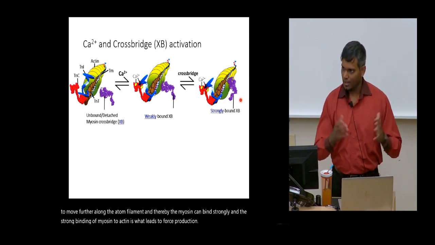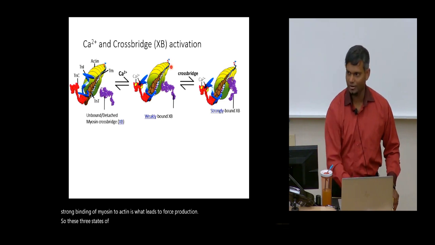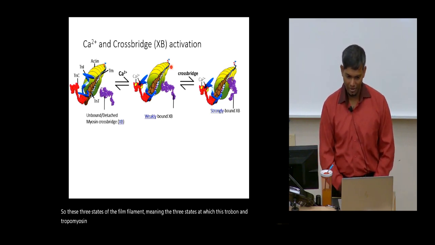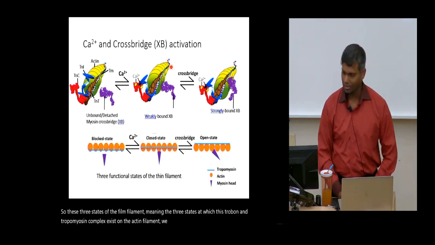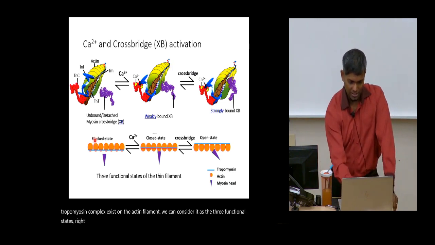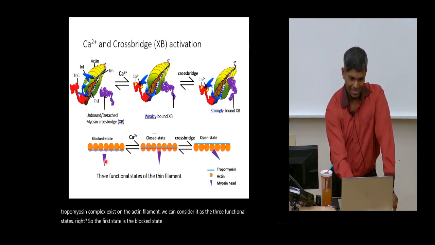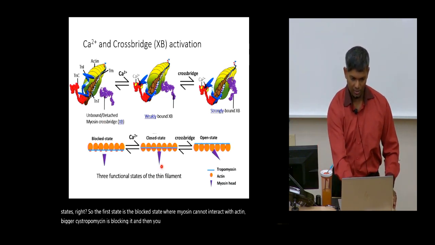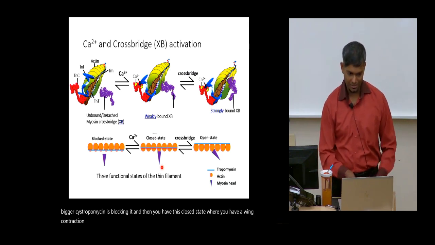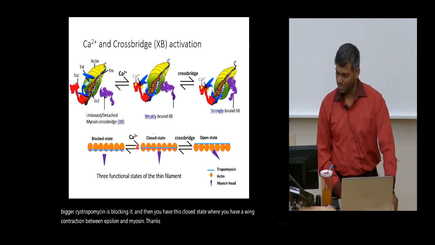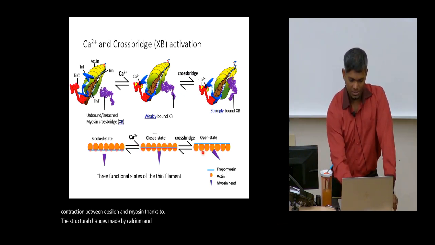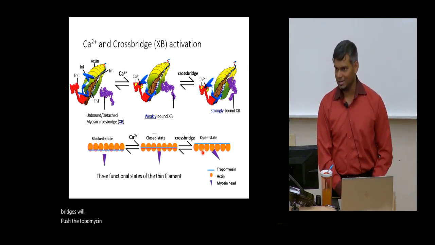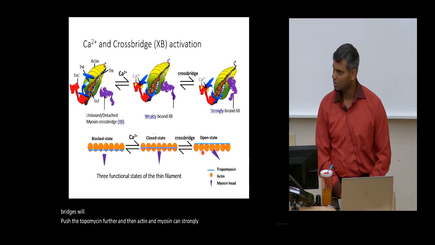So these three states of the thin filament, meaning the three states in which this troponin-tropomyosin complex exists on the actin filament, we can consider as the three functional states, right? The first state is the blocked state, where myosin cannot interact with actin because tropomyosin is blocking it. Then you have the closed state, where you have a weak interaction between actin and myosin thanks to the structural changes made by calcium. And then you have the open state, where the cross bridges push the tropomyosin further, and then actin and myosin can strongly bind, and that leads to force production, right?